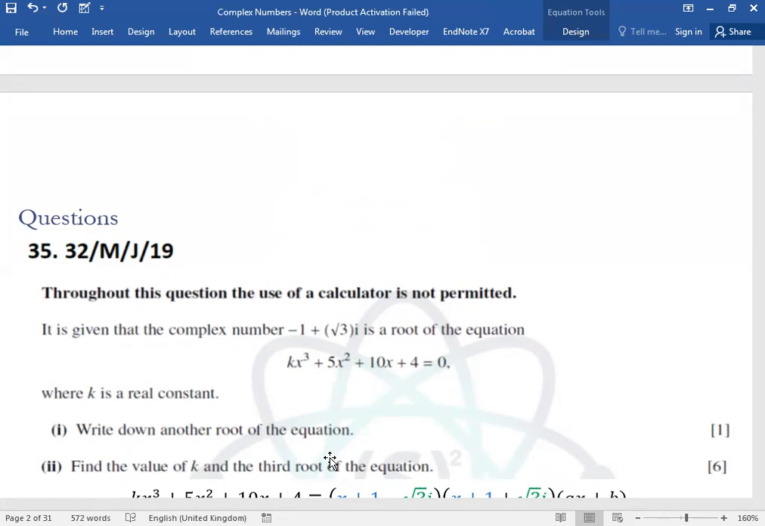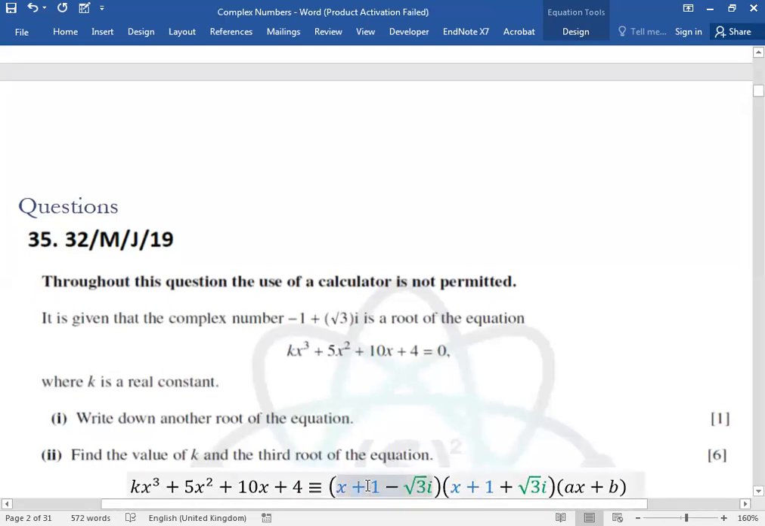Conjugate. What will be the other root of this equation? The conjugate also. The complex conjugate of the root that the question has already told us, that will be -1 minus under root 3 iota. Right? Now the question is saying to find the value of k and the third root of the equation. If the question has provided me with the root, we did this even in remainder factor theorem. If the question has provided me with the root, can I find the factor? Root means x is equal to this entire thing is a root. So what will be the factor?